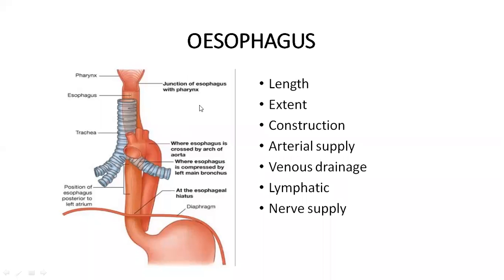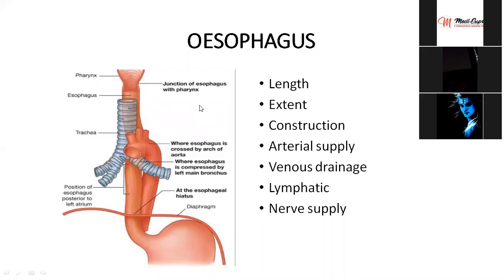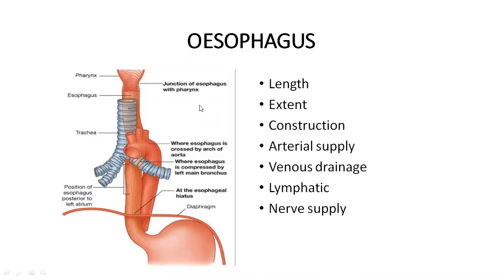Then coming to the arterial supply. There are three arteries supplying the esophagus. The main one is the inferior thyroid artery. The next one is the esophageal branch of aorta. The third one is the esophageal branch of left gastric artery. So three arteries: inferior thyroid artery, esophageal branch of aorta, and esophageal branch of left gastric artery.